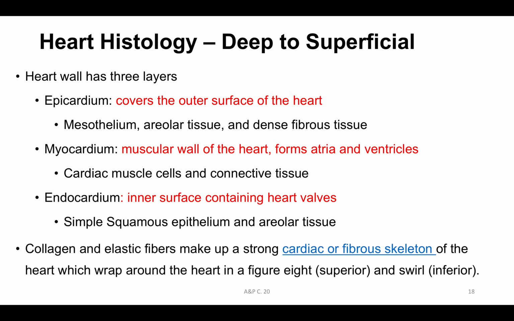Then we got into heart histology, the tissues that make up our heart. On the outside of our heart, we have the epicardium. On the inside, like the meat portion of our heart, is the myocardium. It's our muscular walls that form our atria and ventricles. And then we had our endocardium, which makes up the inner surface of our atria and ventricles. It was that slick surface that we felt when we were dissecting.